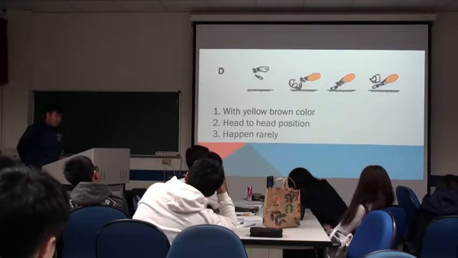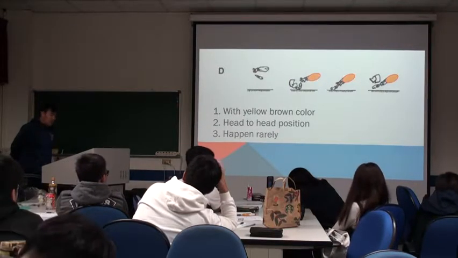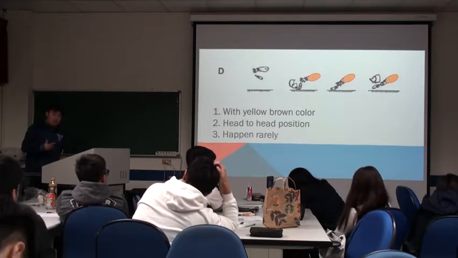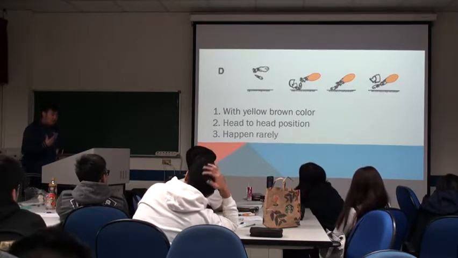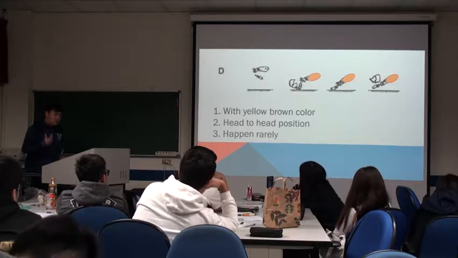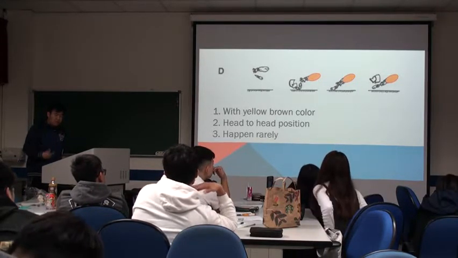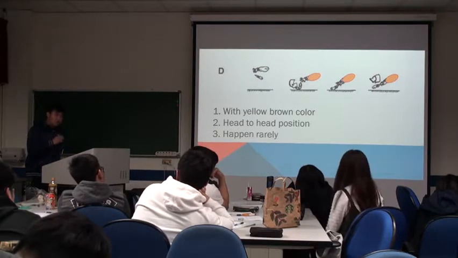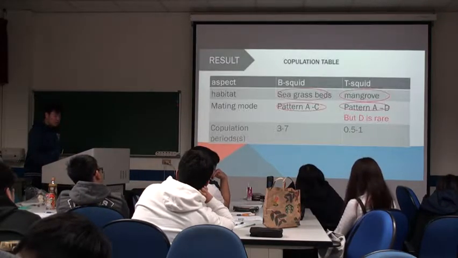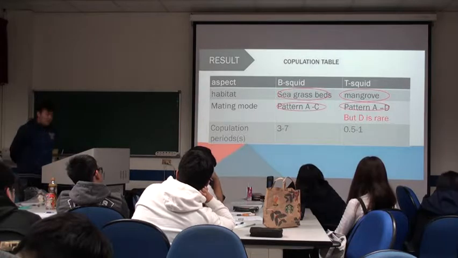And pattern D, which is a head-to-head position, happens rarely. In this pattern, only the female will change color, presenting a yellow-brown color on her body, but the male won't change color during mating. And this is the table of copulation.